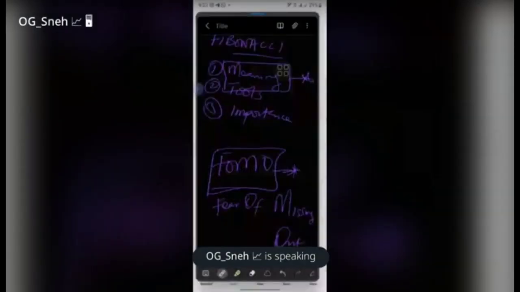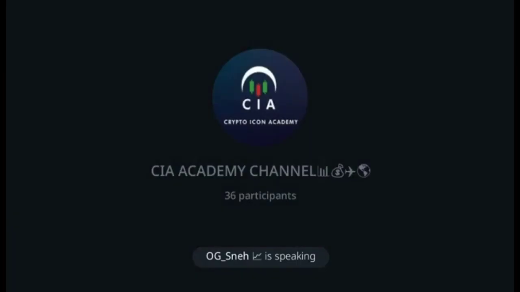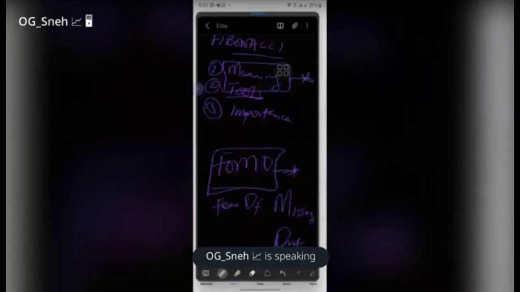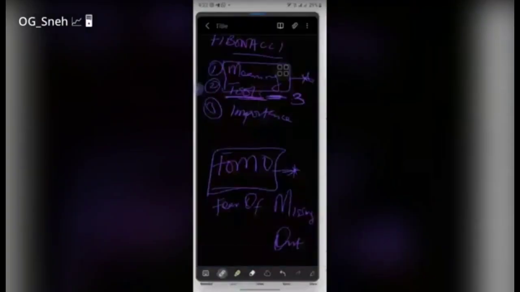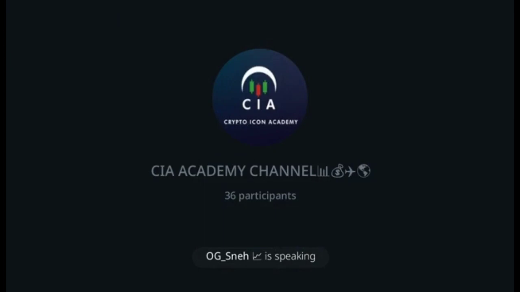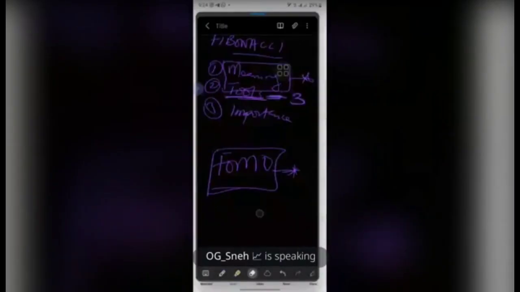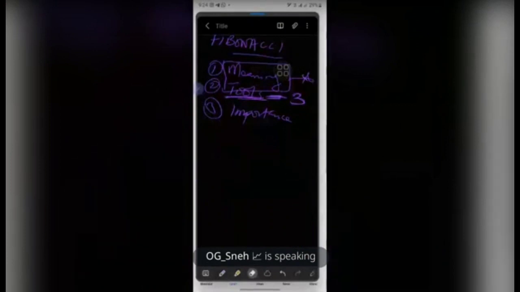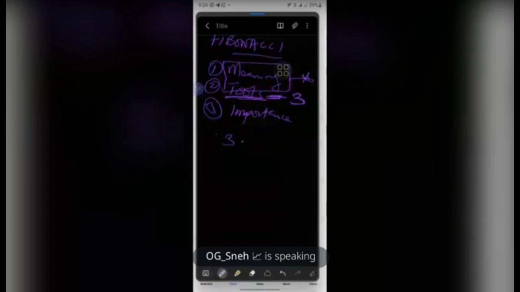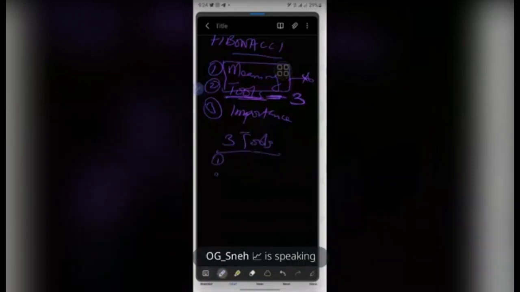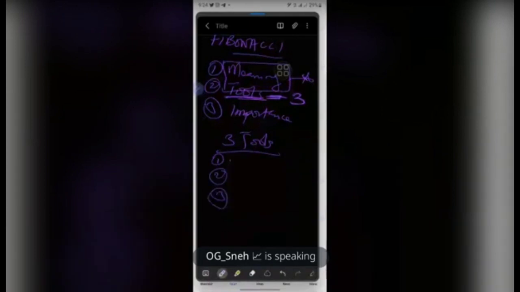So now there are three types of Fibonacci tools. There are three basic Fibonacci tools. So what are the tools of Fibonacci? The Fibonacci tools are three. That's why I mentioned Fibonacci 1, 2, and 3 as our topic. So the three Fibonacci tools are number 1, number 2, number 3 is Fib extension.